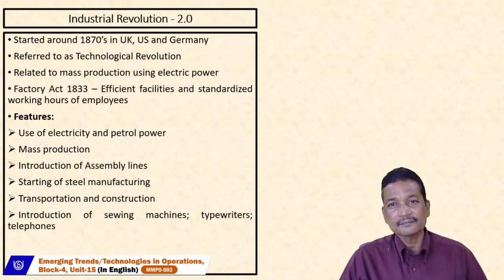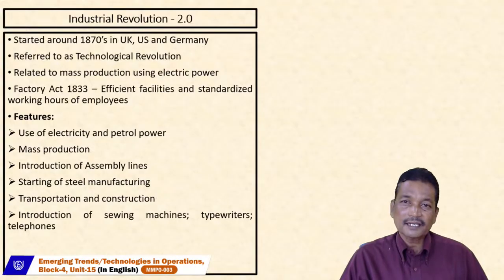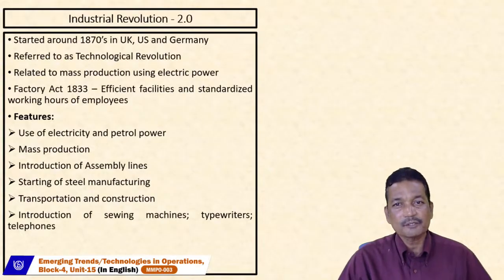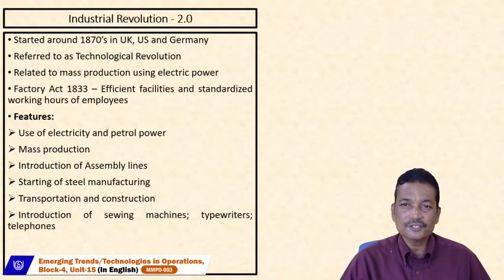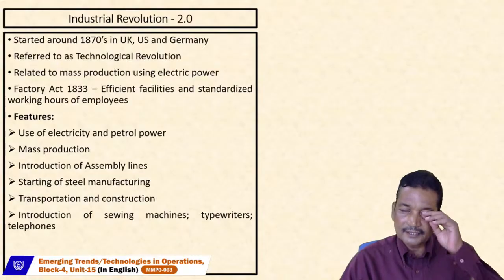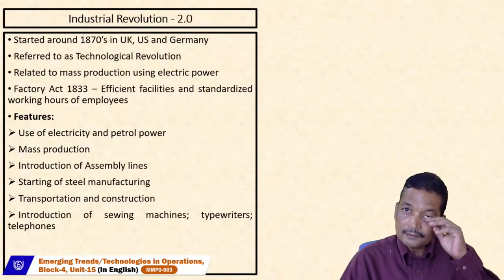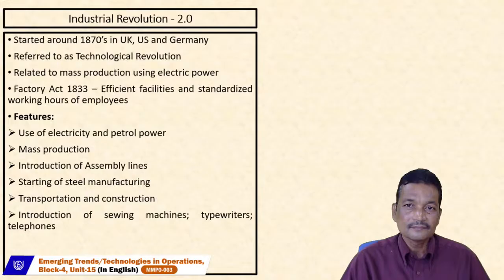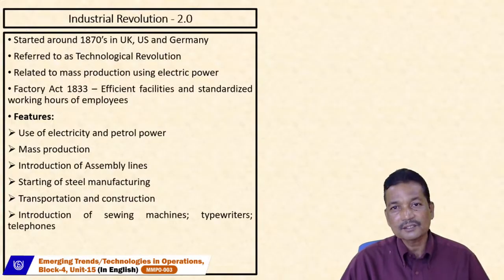However, this was creating certain kind of drawbacks in the minds of the workers. So a development cropped up during Industrial Revolution 2.0, that is the introduction of Factory Act 1833, whereby the act asked the government of various lands or various countries for maintaining efficient facilities and standardized working hours of the employees.